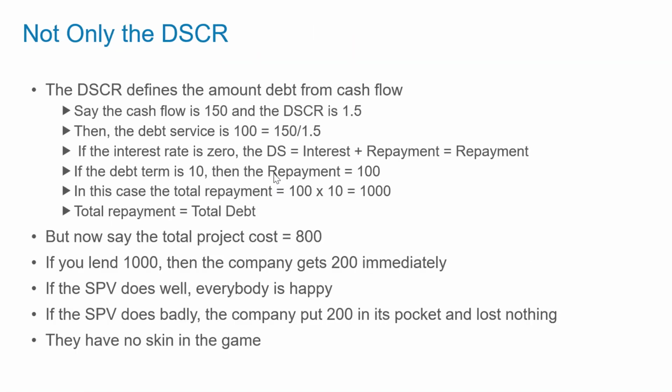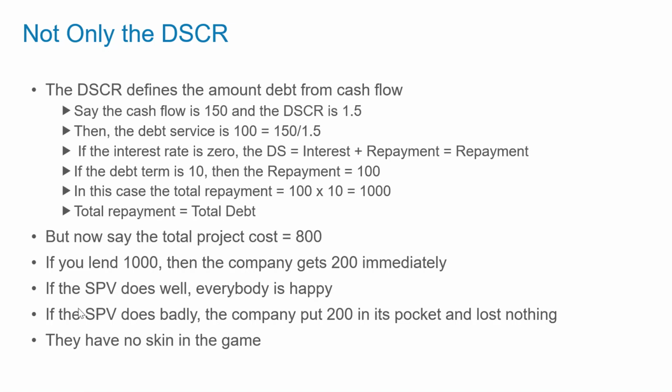Okay, and here I just say, you could go the other way. Let's say the interest rate is 0, a crazy assumption. And you know the DSCR is again 1.5 and the cash flow is 50. Then we have enough to repay 100 of debt. And let's say we repay it for 10 years, no interest. The debt service is interest plus repayment. There's no interest, so debt service is repayment. Repayment adds up to the amount of the debt. So we get 1,000. So it gives you this basic formula that the DSCR defines the amount of the debt you have.